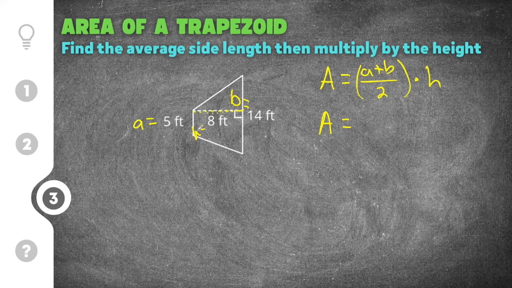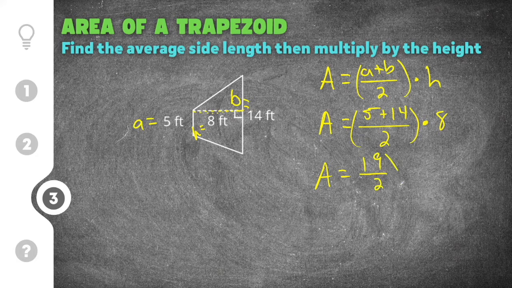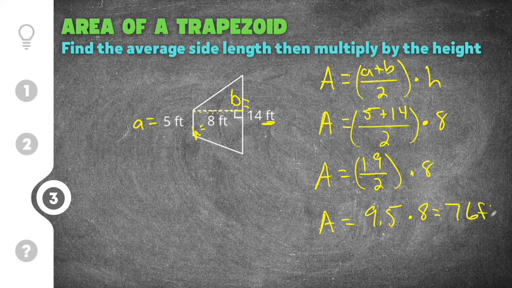Now that we know all the side lengths and the height, we're going to replace them in our formula. So our first side length is 5. So we're going to say 5 plus our second side length, which is 14, divided by 2 to find the average, and then multiply times the height, which is 8. When we do this, we're going to say 5 plus 14. We're going to get 19, divided by 2, times 8, which is the height. And then 19 divided by 2 is 9.5, times 8 is going to be 76. And this time our units are feet, so we're going to say 76 feet squared is our answer and our area of this trapezoid.